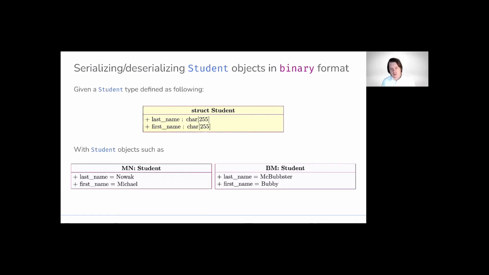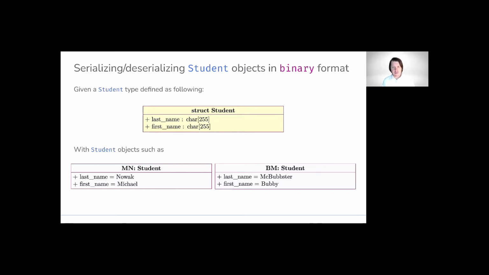We're going to keep it simple. It's going to be a struct, and we'll be able to create objects such as, I don't know, myself as a student, or probably McBubster, my cat, as a student. One important thing to point out here is we are using C-style strings to store this information, and we're capping this at 255 characters.